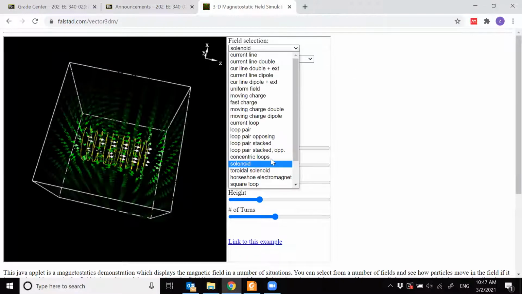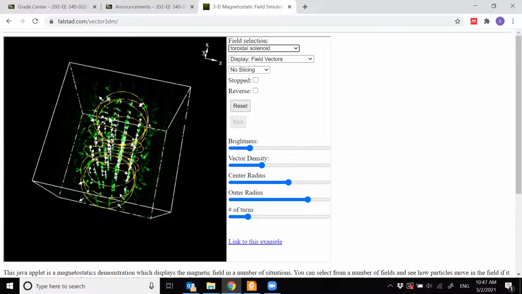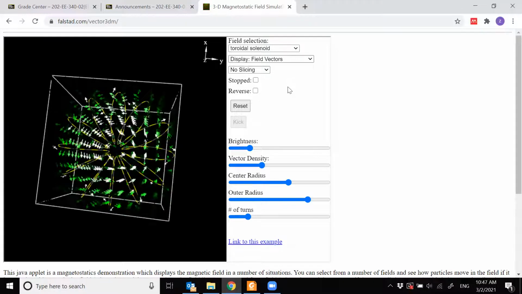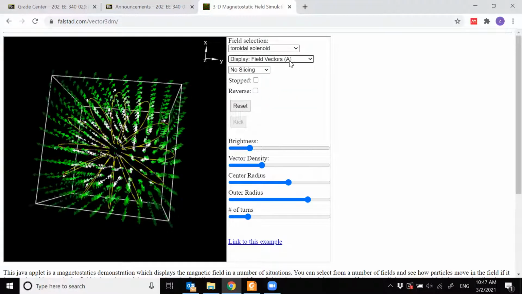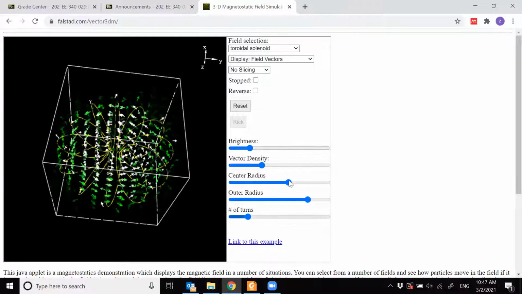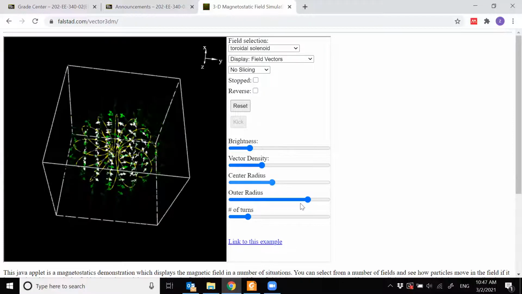And for the toroid also, I think we did a mistake. For toroid also, yeah, we have to look at the field vector. So this is the field vector. We were looking at field vector A. That's why it was confusing. Sorry. So you have to look at field vector. So if you see the field vector, it's all going in the A phi direction. And it is concentrated inside the toroid. You can reduce the center radius.